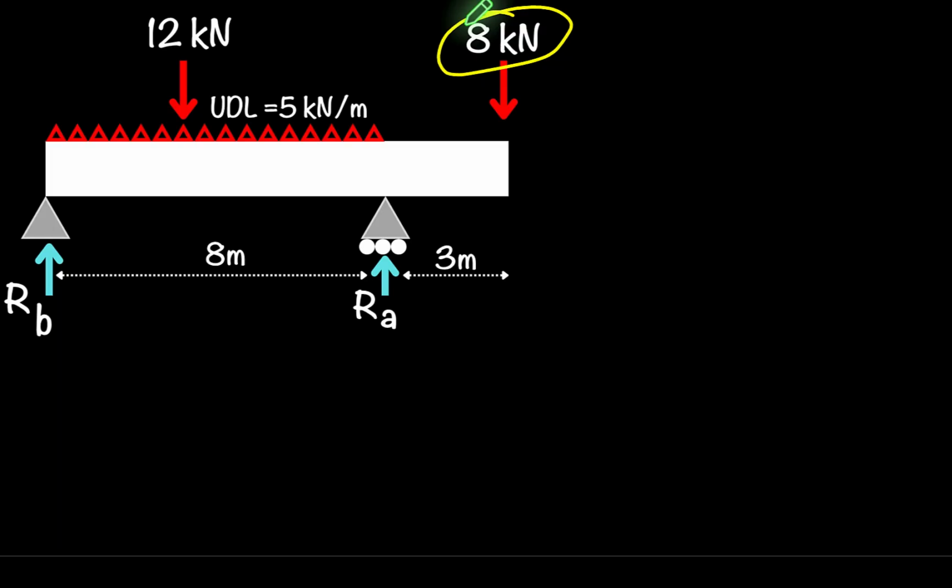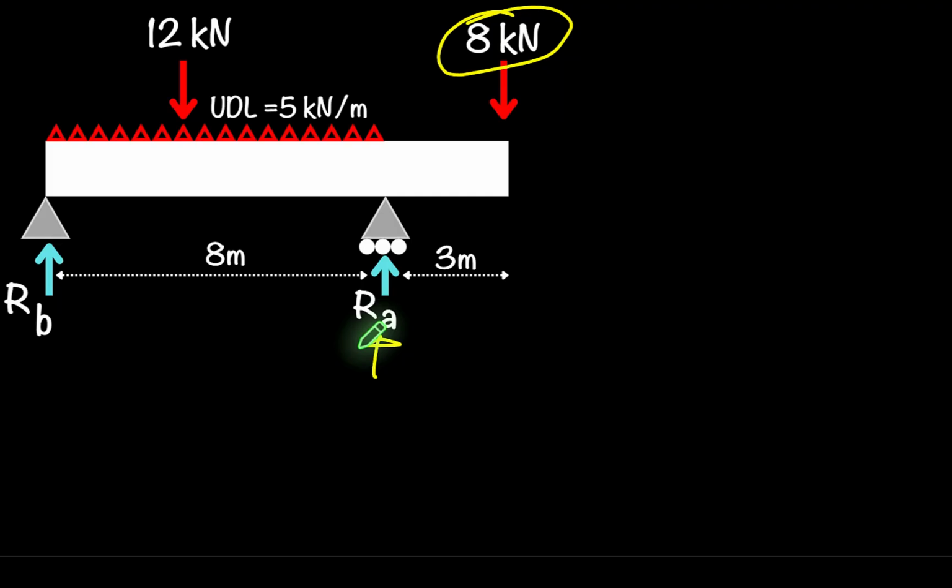Now here's what trips most people up. When you take moments, the 8 kilonewtons at the overhang is 3 meters past that support A that we see there, this support right here. So that 8 kilonewtons, it's 3 meters past that point. And most students either forget to include it or they put the moment arm in wrong. And with either one, your RA and RB are both going to be incorrect. So we're going to set this up carefully, and I'll work through it step by step so you will understand the full process.